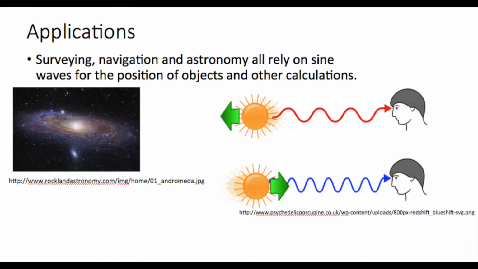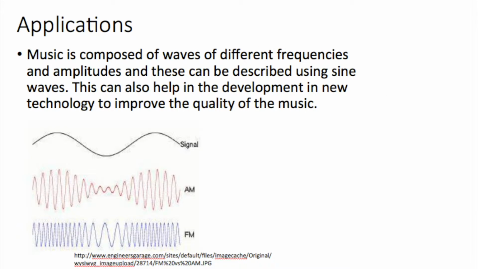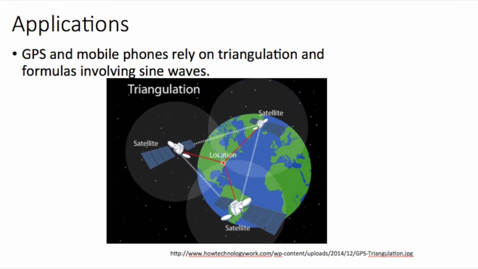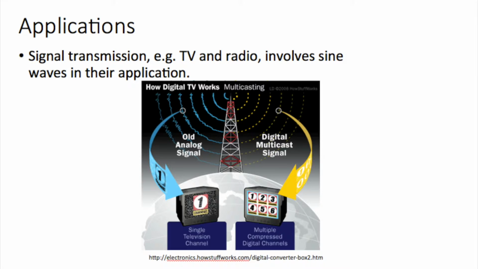movement of the object. AC waves are also used in music for their transmission as the amplitude and frequency can be modulated in order to transmit sound. GPS and mobile phones rely on triangulation in order to get position coordinates using the satellites and interference patterns. Finally, like music, TV also uses the modulation of sine waves in order to transmit images and footage.